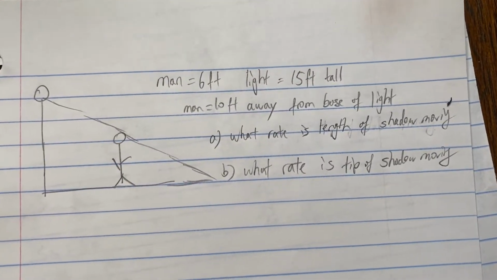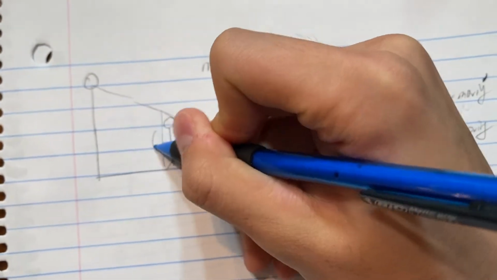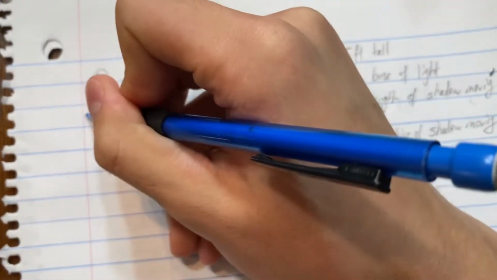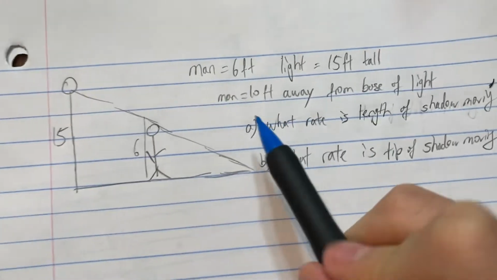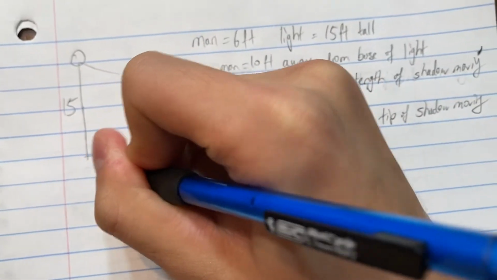All right, so here we're given a related rates problem. We're told that the man is 6 feet tall, so here is 6 feet. The light is 15 feet tall, so this is 15 feet. And the man is 10 feet away from the base of the light. So let's cut it here and call this value x equals 10 feet.